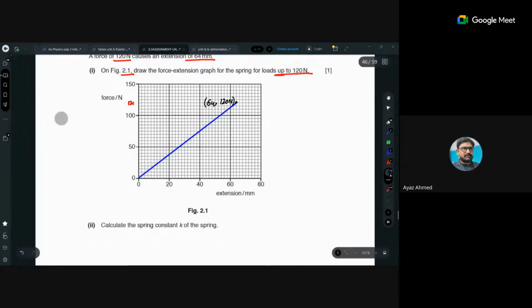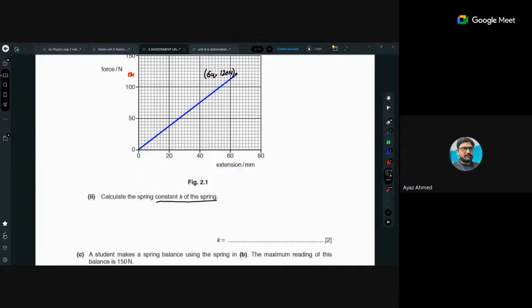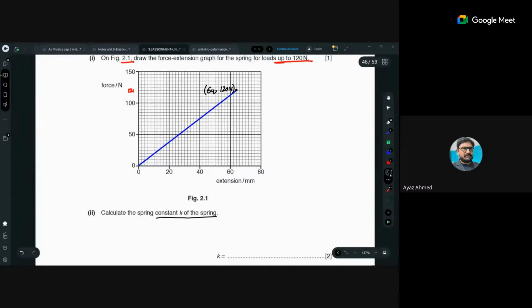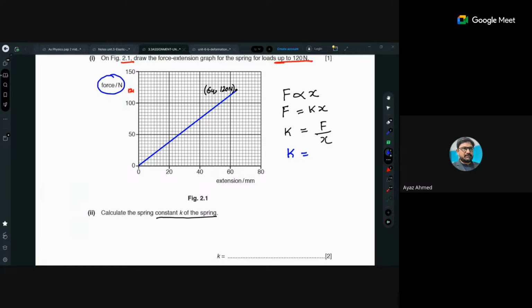Calculate the spring constant. When I talk about the spring constant, do you know spring constant is K, is it? And the equation for force according to Hooke's law, F is directly proportional to X. If I say F is equal to K times X, then from here K will be equal to F divided by X. So what will be K from this graph? Because F is along your y axis and extension X is along your x axis, should I say that this K is equal to the gradient of this graph?